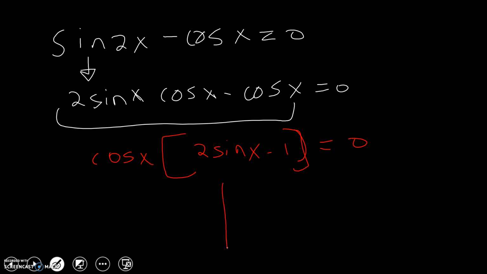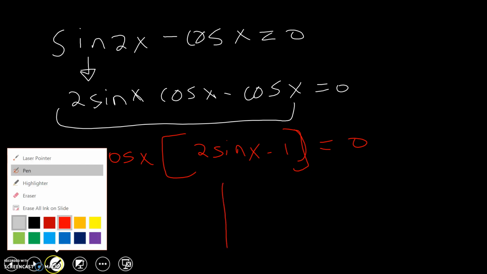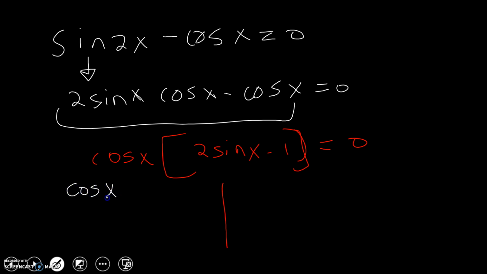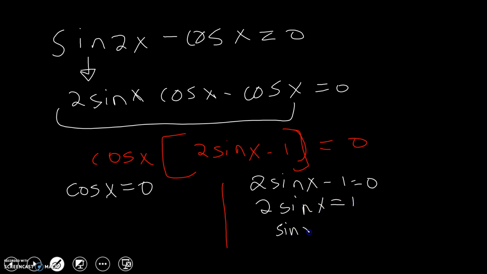All that we need to do now is break this down into 2 parts. The first part is cosine of x is equal to 0, and the second part is 2 sine x minus 1 equals 0, and solve for sine x. 2 sine x equals 1, sine of x is equal to 1/2, and now just find the theta where sine of x equals 1/2. If you do that, you should get pi over 6 and 5 pi over 6.